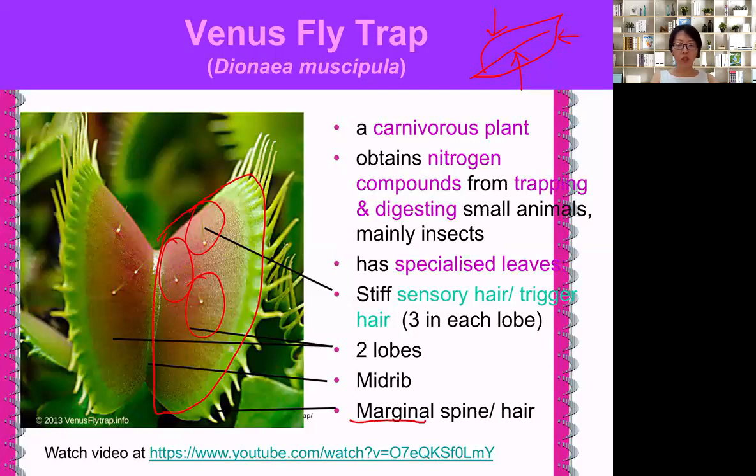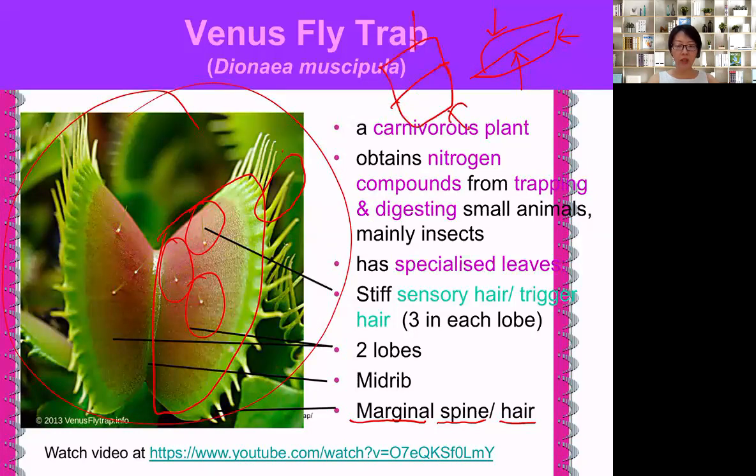At the margin of this specialized leaf, there are spines or hairs. This is called the spine. They call it marginal spine or hair, meaning hair or spine located at the margin of these two lobes. So this whole thing is considered as one leaf. Interesting, with two lobes, huh? So it's one leaf with two lobes.